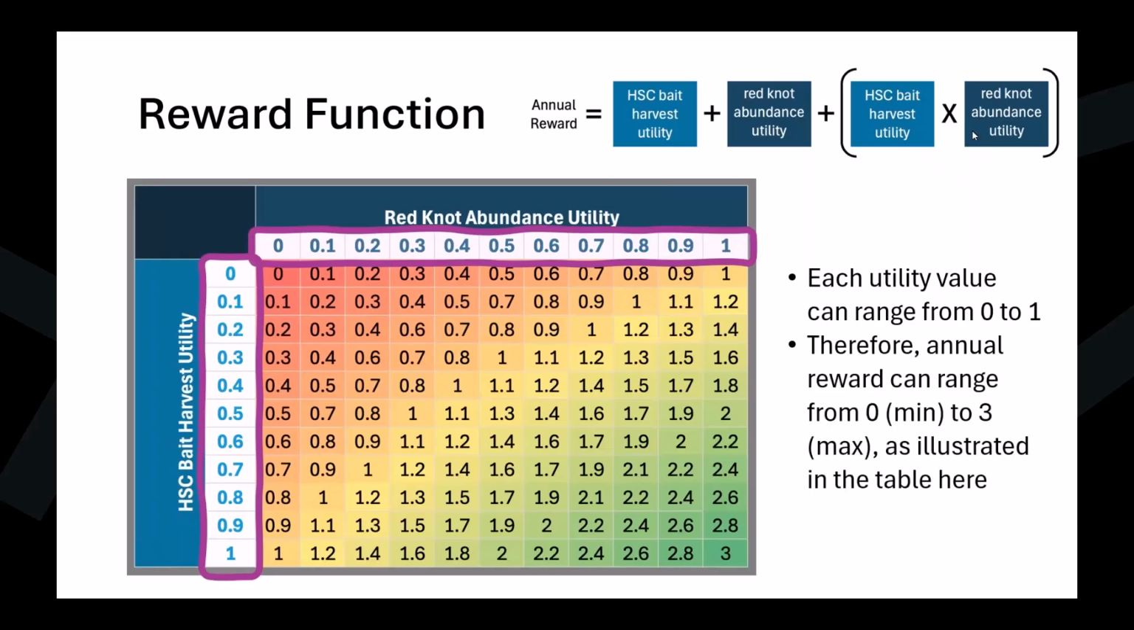And the reason that we put that there is to indicate to the decision model that we would prefer that reward be derived not from strictly one of the utilities or the other, but ideally from both of them together in combination. And so when we add that third multiplier term, that encourages the decision model to derive reward from both, because if one of those, let's say the red knot abundance utility is 0, then not only is the second term 0, but that third term is 0 as well.